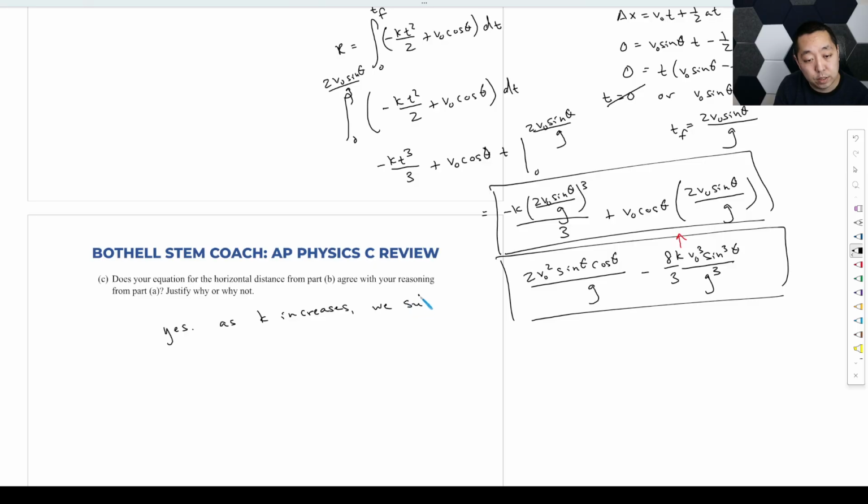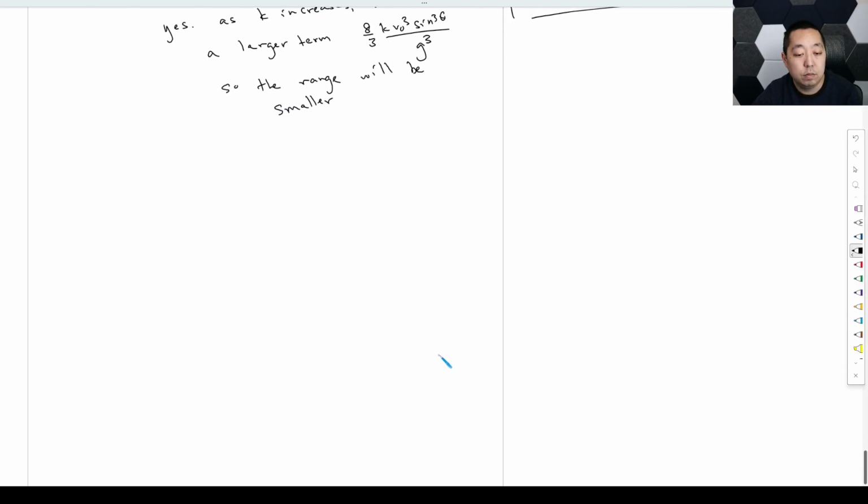we subtract a larger term, 8 thirds k v0 cubed sine cubed theta over g cubed. So the range will be smaller. Okay, and that handles that question.